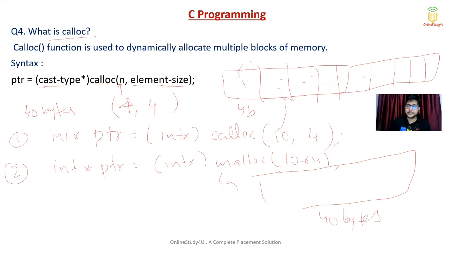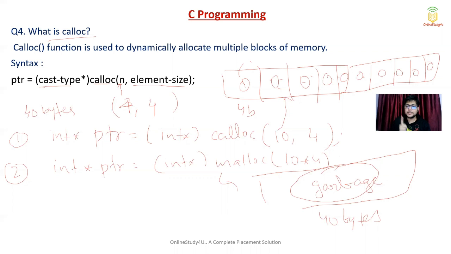The memory which is created using Malloc is not initialized. There is some garbage value present there. But this is not the case with Calloc. The memory block is initialized with 0 in case of Calloc. So these are two major differences between Calloc and Malloc.